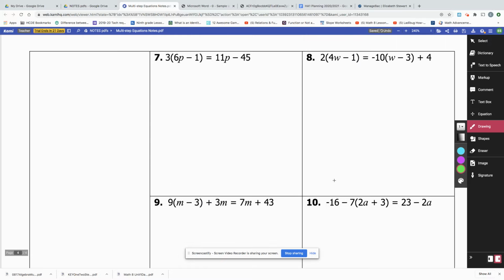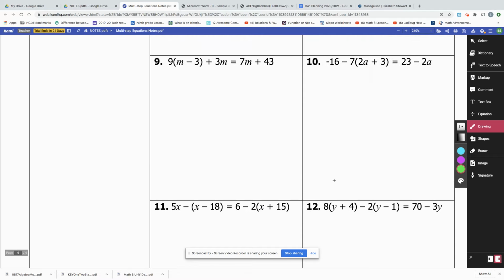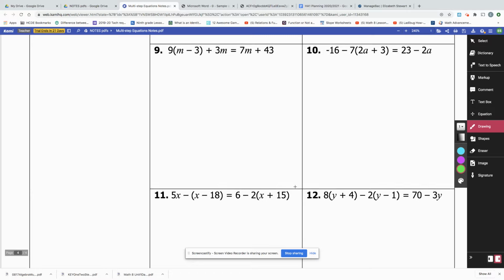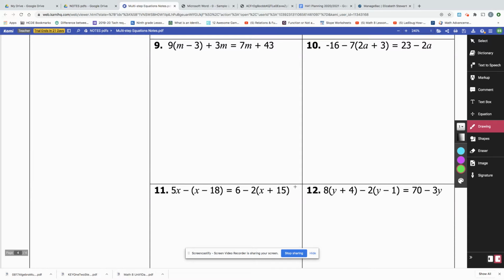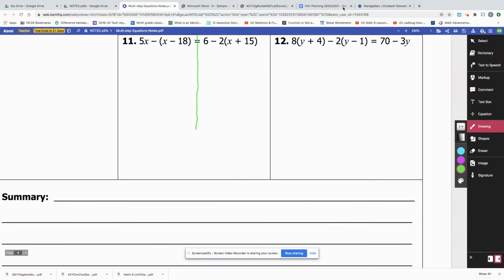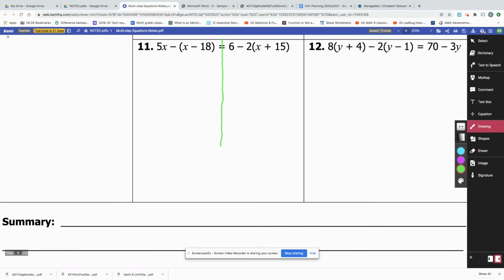I thought it would be great to go over problem 10 or 11. I'm going to choose number 11 because we've got 2 sides of an equation. We've got distribution on both sides. Probably going to run out of room. It's okay. So let's go through here.